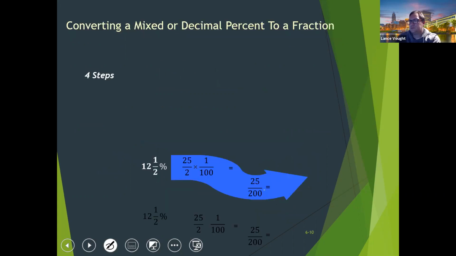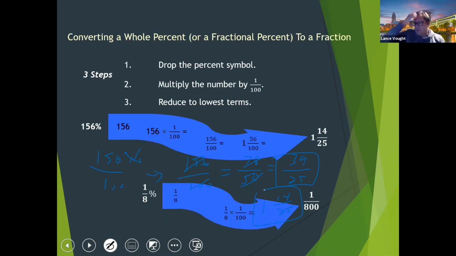Oh, here's an extra version. So if you wanted to do 1/8 of a percent, you would do 1/800. And there's no simplification there because you can't divide 1 by anything. Since you have 1 as the numerator, you're never going to simplify that beyond whatever it is. So if you have 1/8 of a percent, it's 1/8 times 1/100. So you get 1/800.